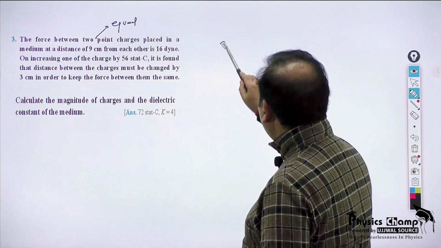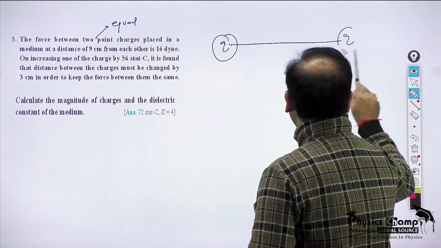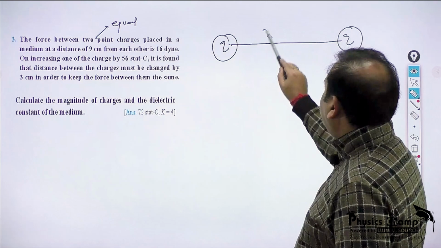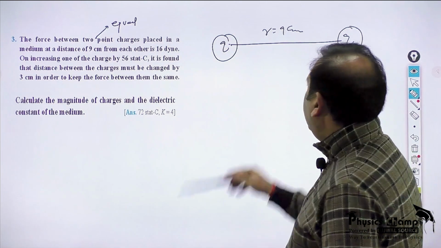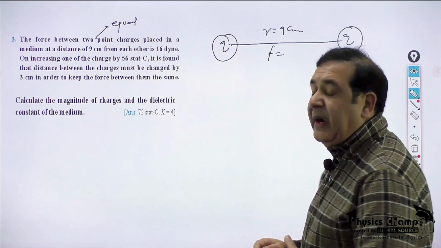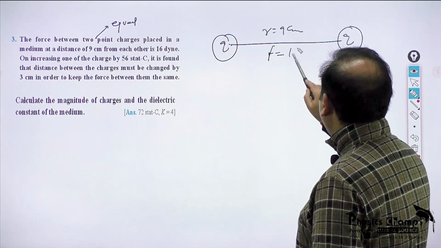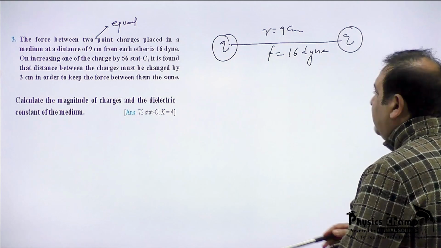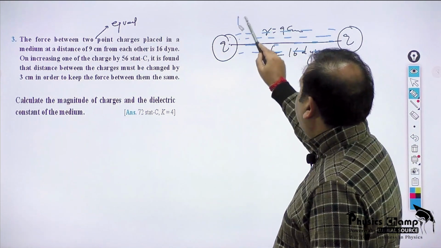You have two equal point charges, one is Q, another is also Q. They are placed at a distance of 9 centimeter from each other, and the force, which can be attractive or repulsive but equal and opposite on both, is 16 dyne. But there is a medium filled in the space between them which may have a dielectric constant, say K.